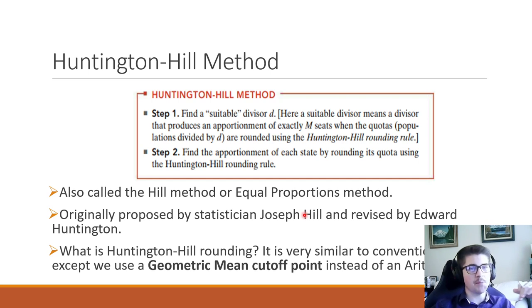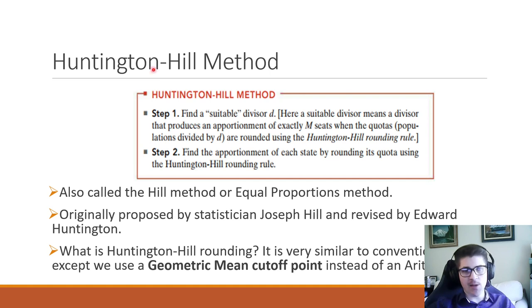So what is the Huntington-Hill method? How does it work? It's pretty much the same as all the other suitable divisor methods. The only difference is it uses a new type of rounding, which is referred to as geometric mean rounding, or our book calls it the Huntington-Hill rounding. Let's take a peek at a little excerpt from our book. It says, step one, find a suitable divisor. Step two, find the apportionment of each state by rounding its quota using the Huntington-Hill rounding rule.